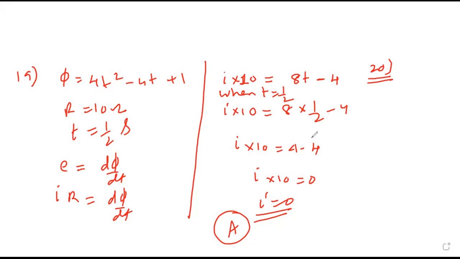Core of transformer is laminated to reduce the eddy current. We laminate to reduce the heat produced by eddy current. That means it will increase the efficiency of the device. Loss will reduce. So it is laminated to reduce the losses. That means increase the efficiency. 21.